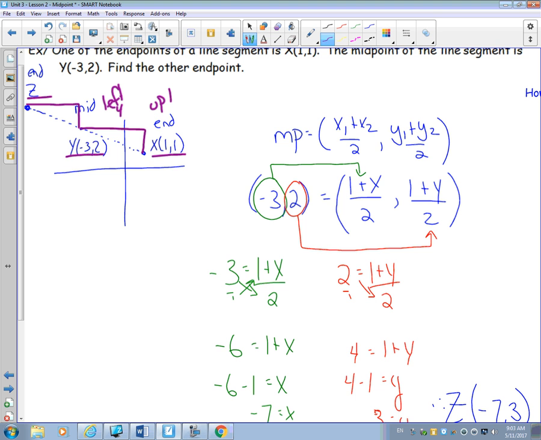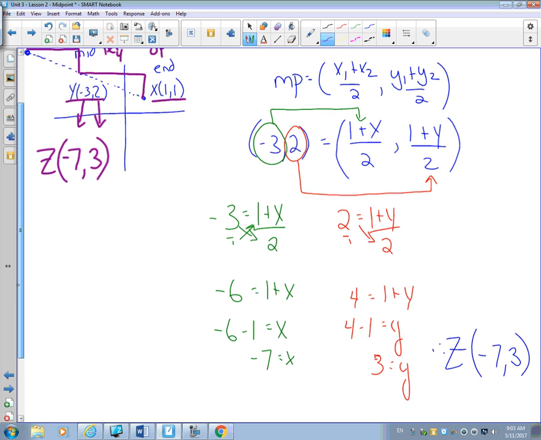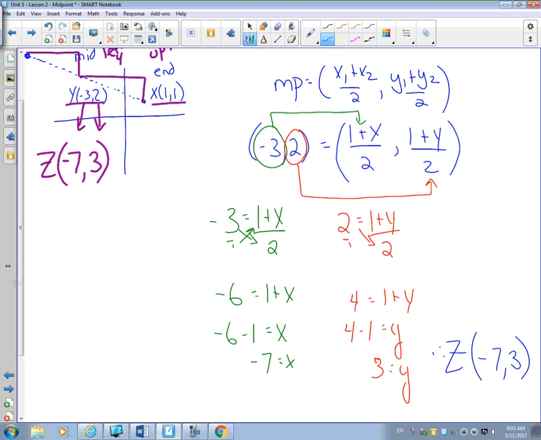So if I go from negative 3, 2, and I go left 4 from negative 3, subtract 4 from that, we get negative 7. If I go up 1 from 2, I get 3. And that's the exact same answer that I had for z by using the formula. But I did it by using the idea of a line, in particular, the slope of that line. Okay, so a little bit of problem solving there. Okay, that's idea number one, midpoints.